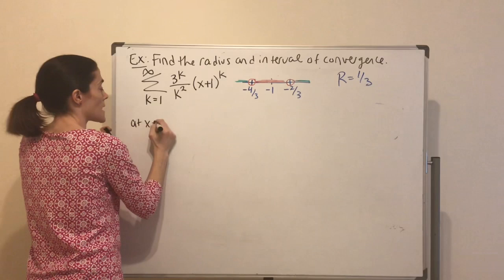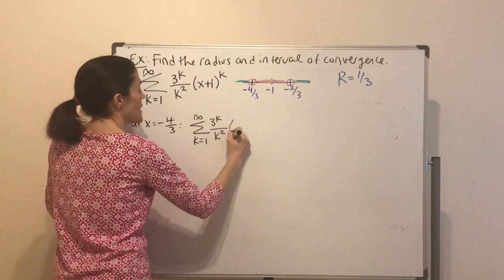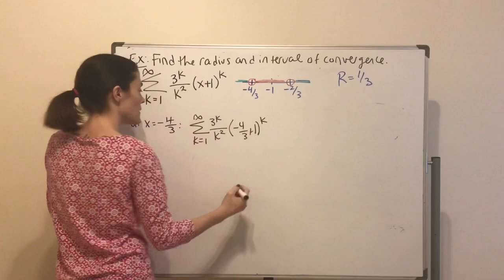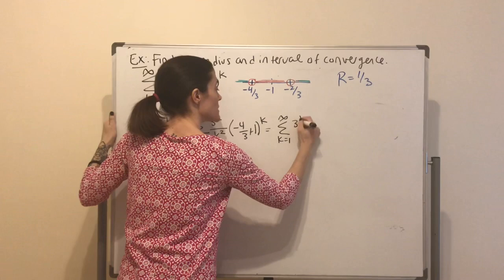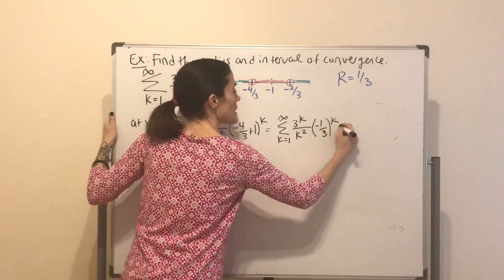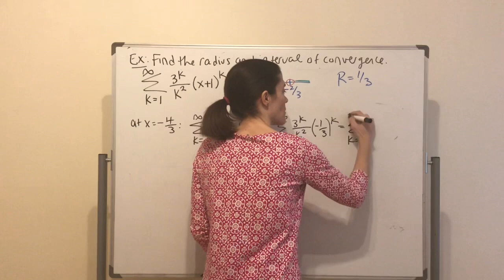So one endpoint is x equals negative 4/3. My power series is the sum from k equals 1 to infinity of 3 to the k over k squared times (negative 4/3 plus 1) to the k. If you add these two, you get negative 1/3. So we have 3 to the k over k squared times (negative 1/3) to the k. And if you multiply 3 to the k times negative 1/3 to the k, this is that (negative 1) to the k, like we saw in the last example. This is the sum of (negative 1) to the k over k squared.